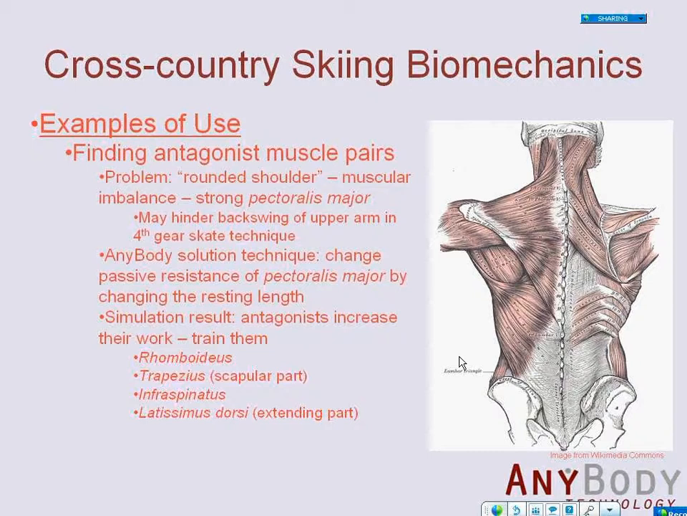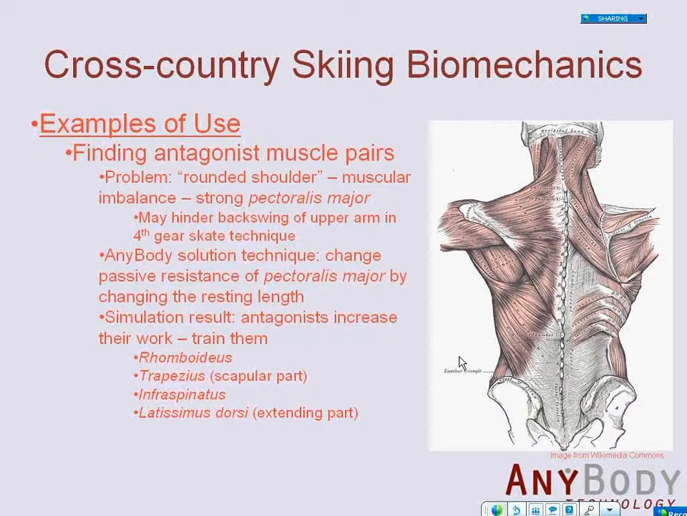The theory is that by changing the passive resistance of the muscle in the body model, the antagonists have to work more, while the other muscles should not be affected. Thus, we can find the antagonists by using such a simulation, and hopefully the imbalance can then be fixed by training the antagonists, and the motion in the skate technique should probably become better. And the antagonists that were found to pectoralis major for the skate technique was the rhomboid.